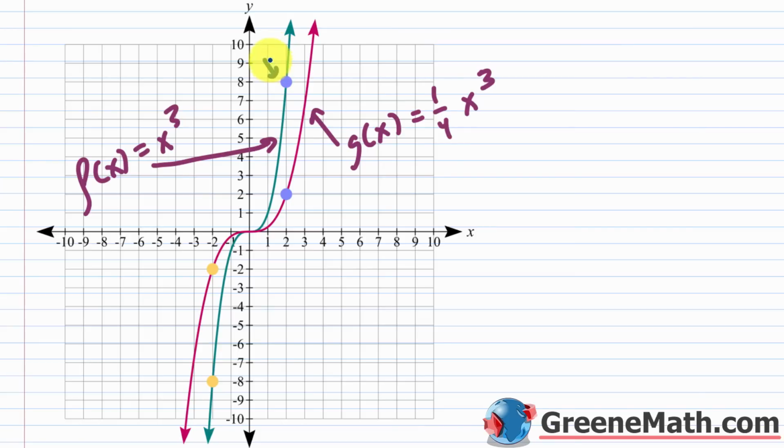You can just take this point right here, which is going to be 2 units to the right, 8 units up, so 2, 8. Well, if I want that same x value, so 2, on this g of x equals 1/4 x cubed, well, now the y value has to be divided by 4, or you could say multiplied by 1/4. Well, 8 divided by 4 is 2. So now I get 2, again same x value, comma 2. So that's why we say it's a vertical compression by a factor of 4.